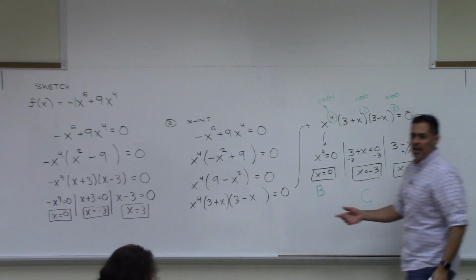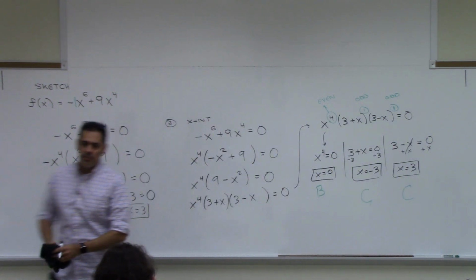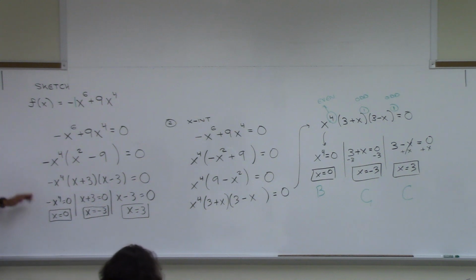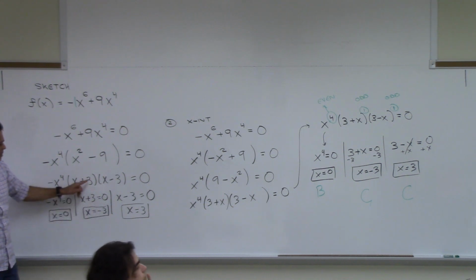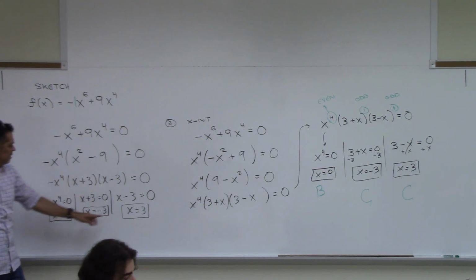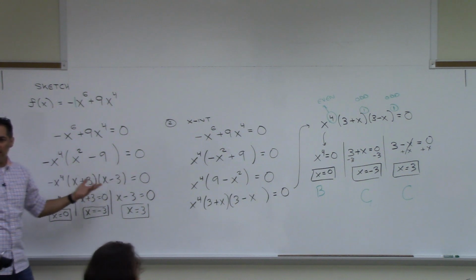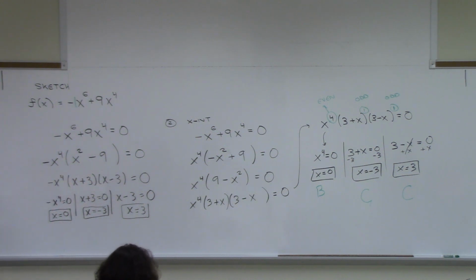Now, do y'all see we would get the same thing here? Even power, right? This is even off that factor, so that would bounce. This comes from here, that's a 1, so odd. Comes from here, 1, that's odd. You get the same thing, bounce, cross, cross. All right, what's the next step?